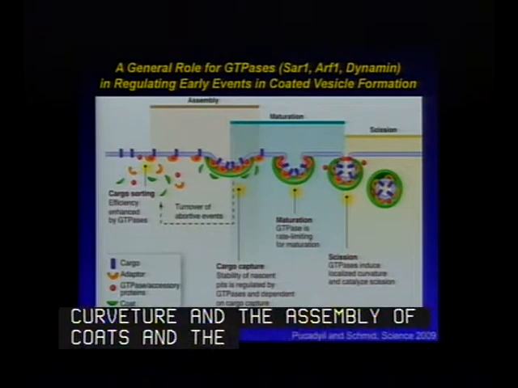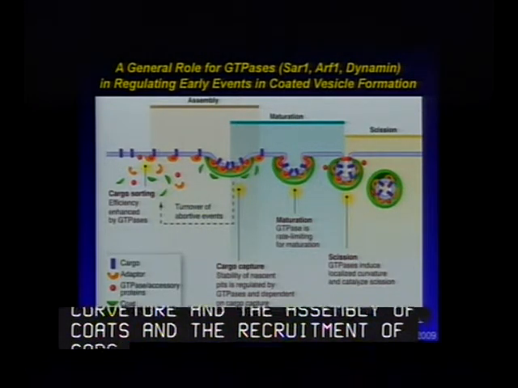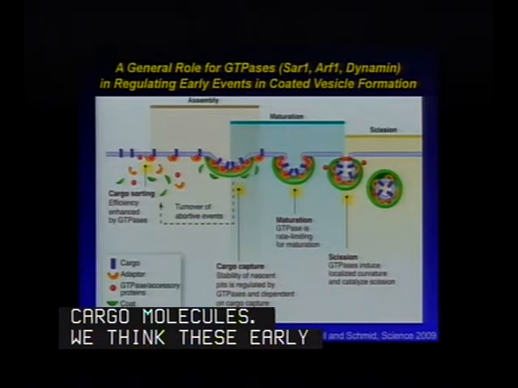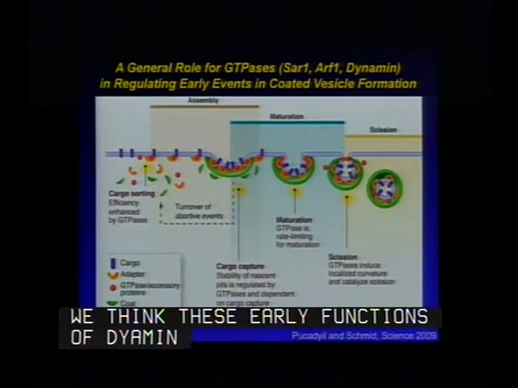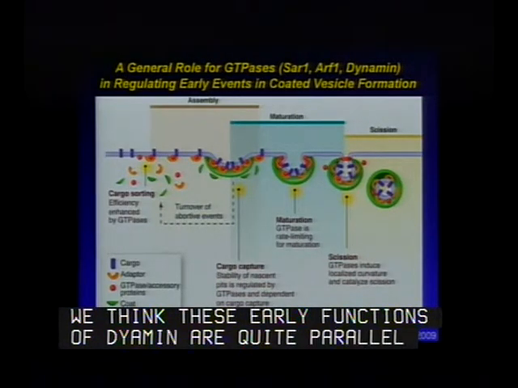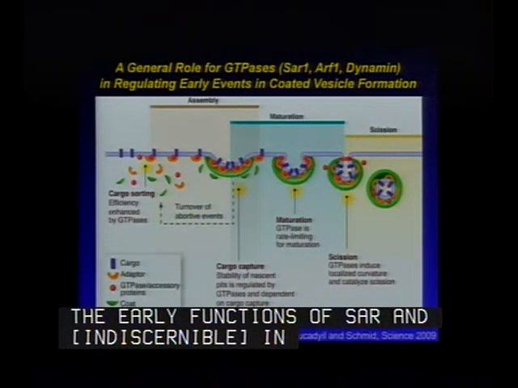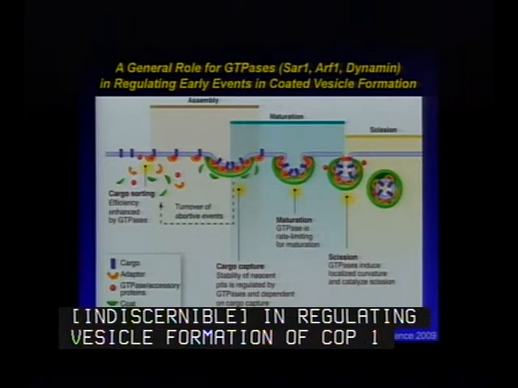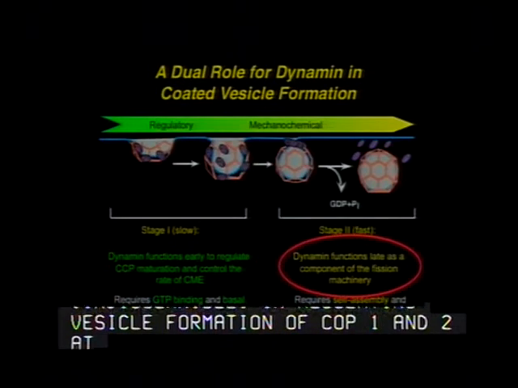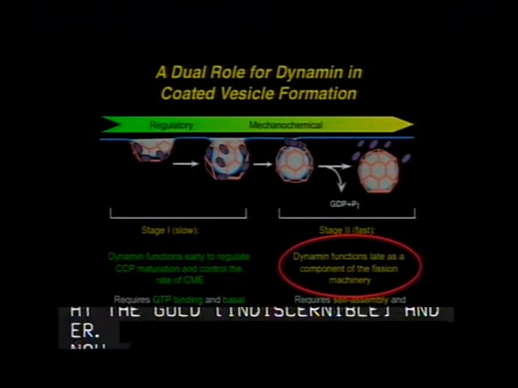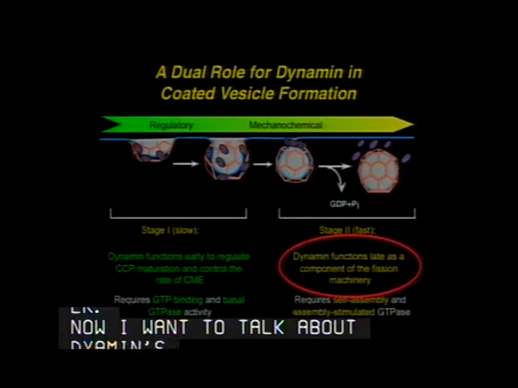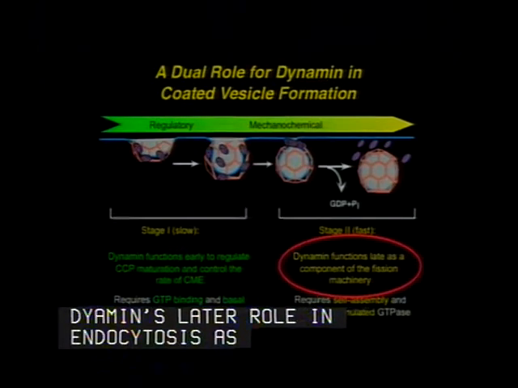So we think that in fact these early functions of dynamin are quite parallel to the early functions of SAR and ARF in regulating vesicle formation of COPI and COPII at the Golgi and ER. So now I want to talk to you about dynamin's later role in endocytosis as a component of the fission apparatus.